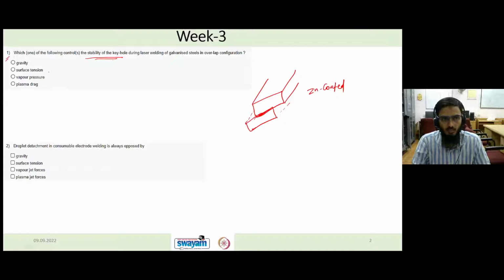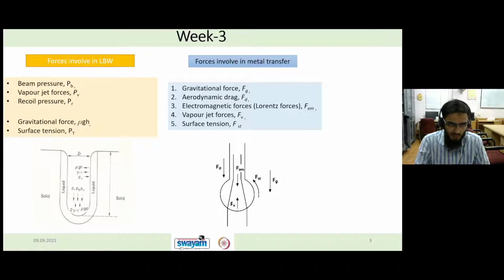Before solving this problem, first we'll try to understand what are the factors or forces or pressures which will be generated if you are going for laser beam welding. So for that I have a slide for you. Here on the left side of my screen you can see the forces involved in laser beam welding. So what are the forces which are involved in laser beam welding?